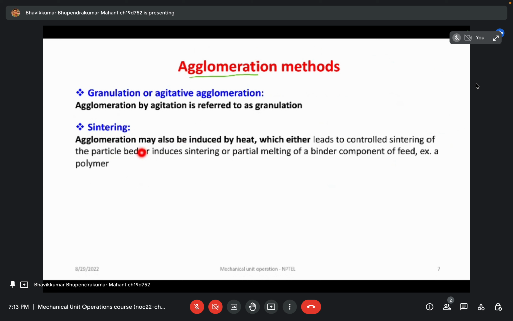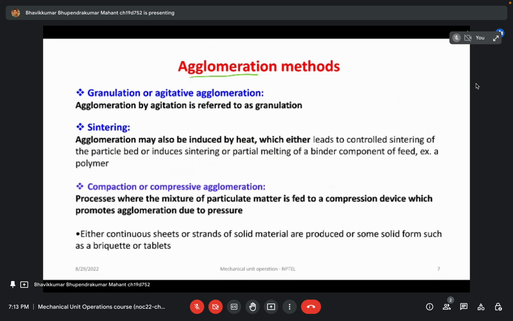In sintering we provide heat to agglomerate the particles, which either leads to controlled sintering of the particle bed or induces sintering or partial melting of a binder component of it. So, as you can see, for controlling the particle size in sintering, we need to use some binder component, for example some polymer material, which can control the size of the particle. And if we go for more different methods, then there is compaction and compressive agglomeration.